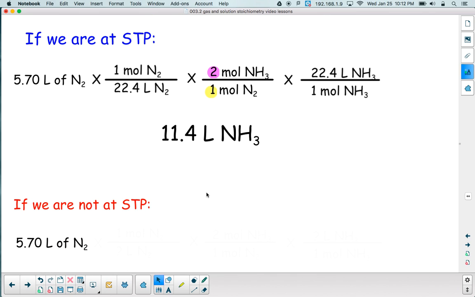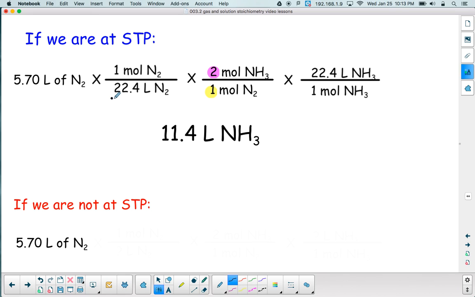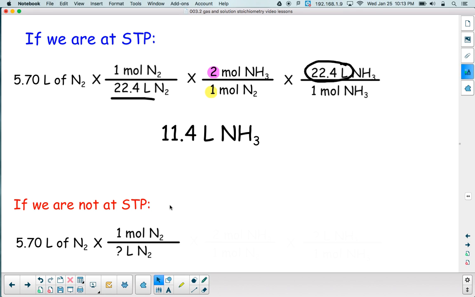What if we aren't at standard temperature and pressure? The part of this that depended upon us being at standard temperature and pressure was this part right here, the 22.4 liters and the 22.4 liters again. If we aren't at STP, we can't use that relationship anymore. We don't know how many liters of nitrogen is equivalent to a mole. And so I'm going to leave it just as a question mark for now.